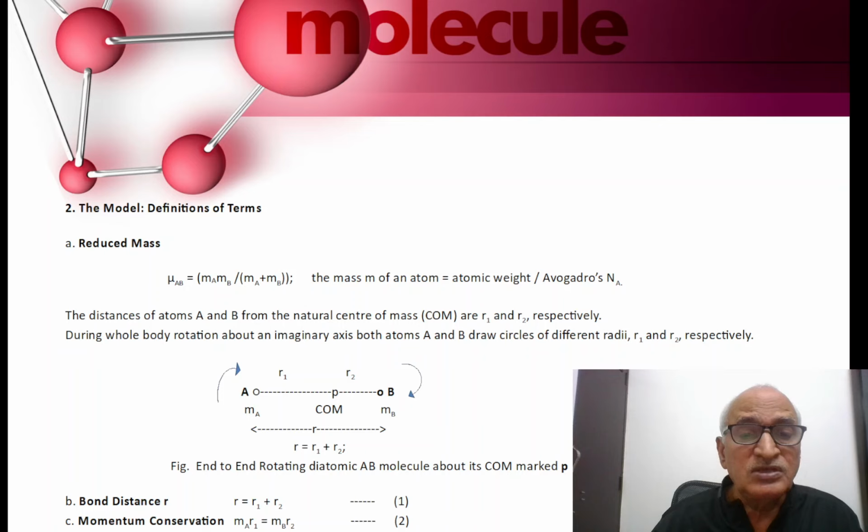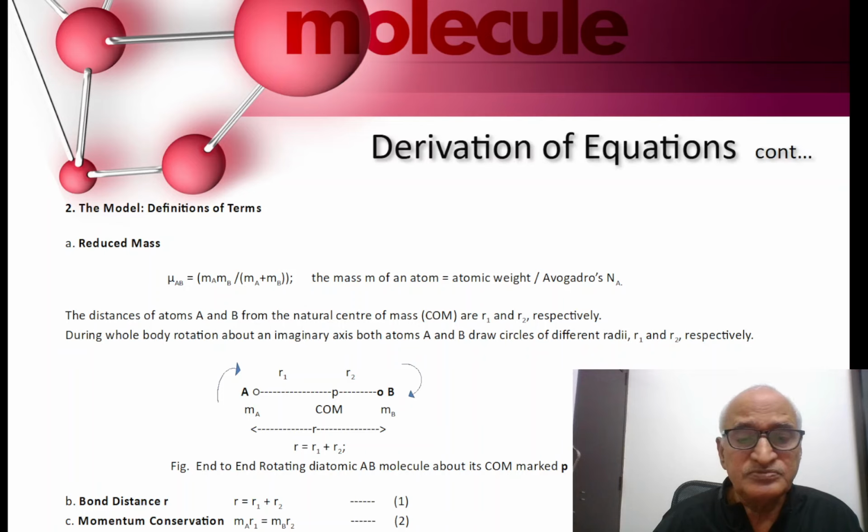Therefore, in the equation, we need to eliminate R1 and R2 by a parameter which is known, which is bond distance. R is known, R1, R2 can never be measured. Therefore, we need to replace them by a mathematical relationship.